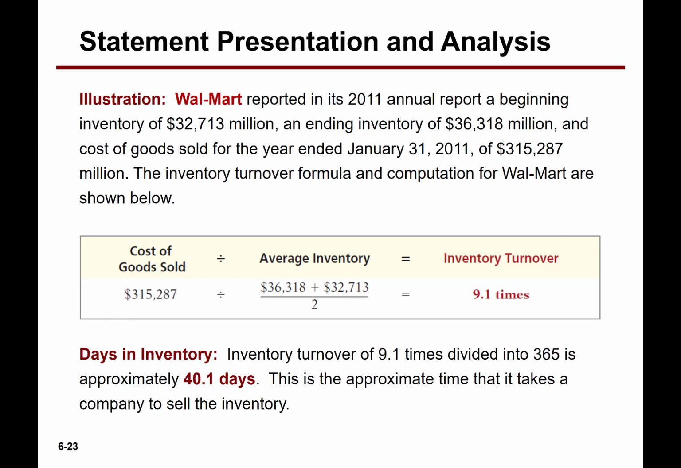But is this good or bad? 40 days. It depends on what my inventory is, right? Alyssa, if this is a sushi restaurant, that's horrible. If it's real estate, that's very good. That's incredible, isn't it? So it really depends, right?